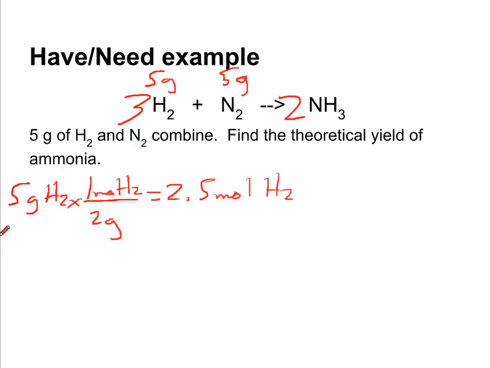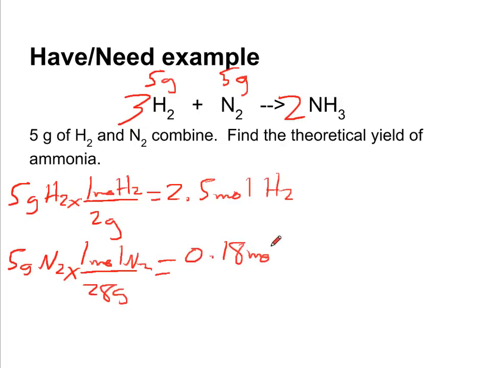We need to do the same thing for nitrogen, which we have 5 grams of. Converting that to moles, 1 mole of N2 has a mass of 28 grams. So that's going to give us 0.18 moles of nitrogen. Now, these values right here, that's how much of each reactant we're starting with. That's what we have. What we'll do now is use the mole ratio between the different reactants to figure out how much of the other we'd need to get rid of what we have.